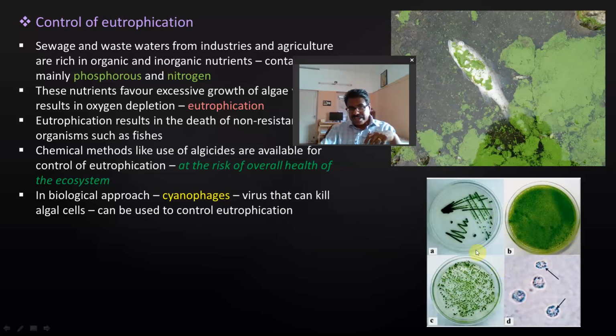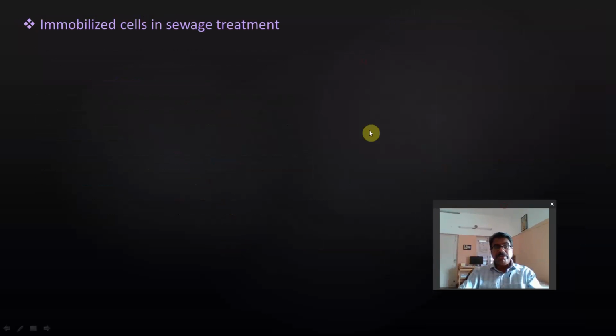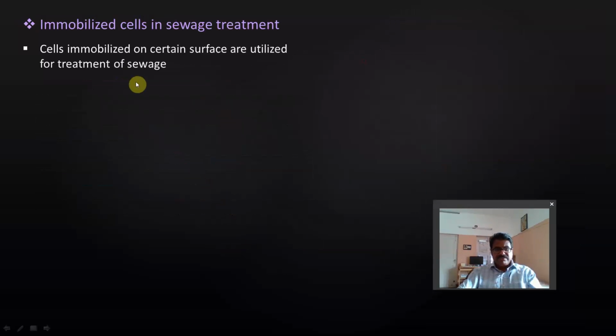This is only at lab level. When we use it at natural level, better results will be achieved. So cyanophages can be used to control eutrophication. And then another approach is the usage of immobilized cells in sewage treatment. Cells immobilized on certain surfaces are usually utilized for the treatment of sewage.